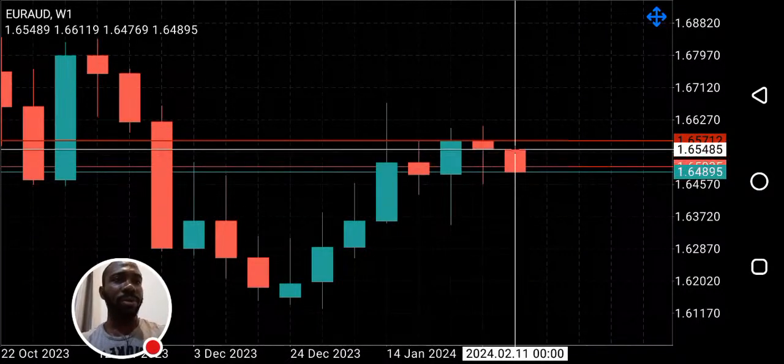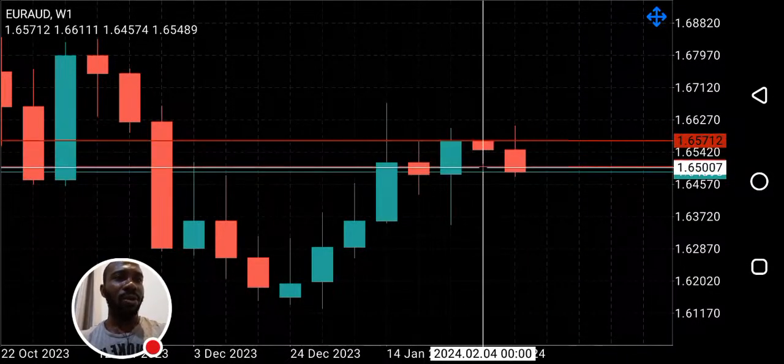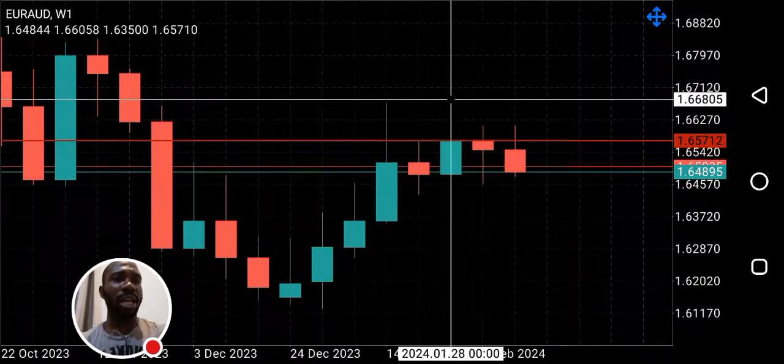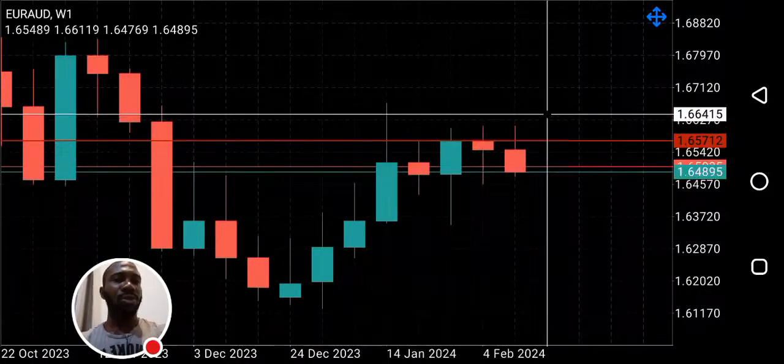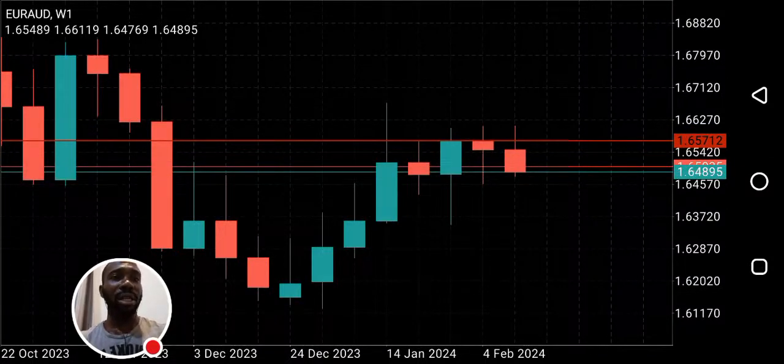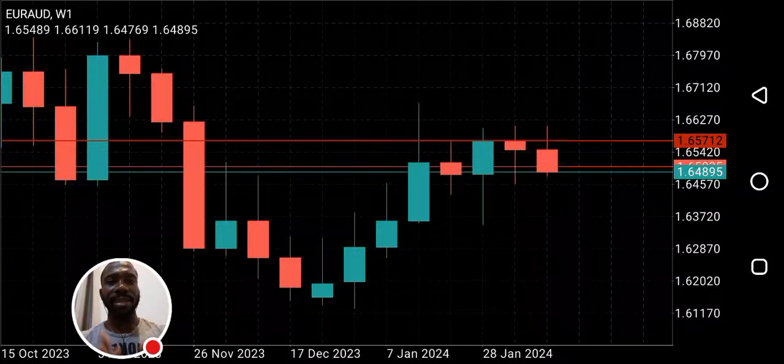What they did last week before going bearish was to clear liquidity at this previous high. So with the pattern we have on the weekly time frame on Euro Aussie, this is a bearish pattern. So I would be looking for a sell opportunity on Euro Aussie this week.